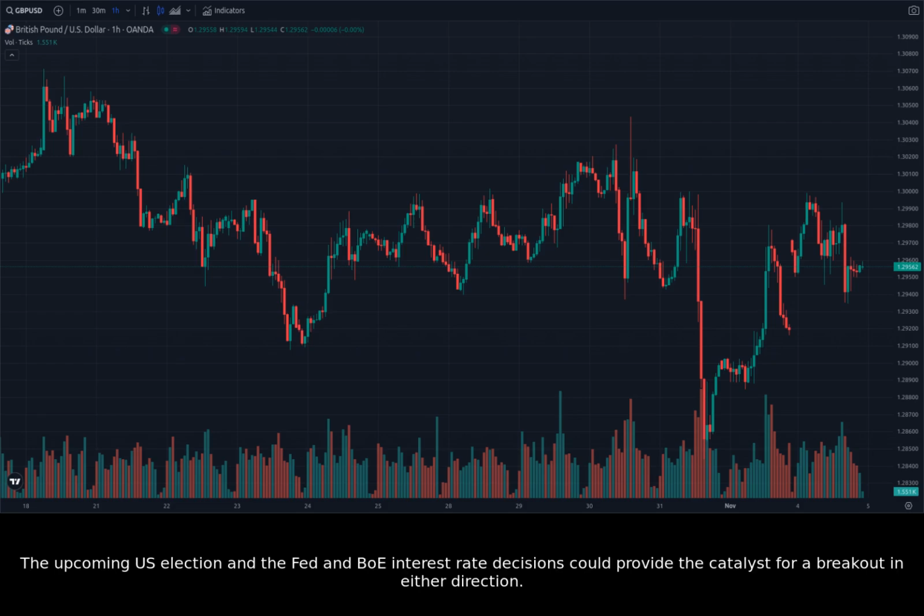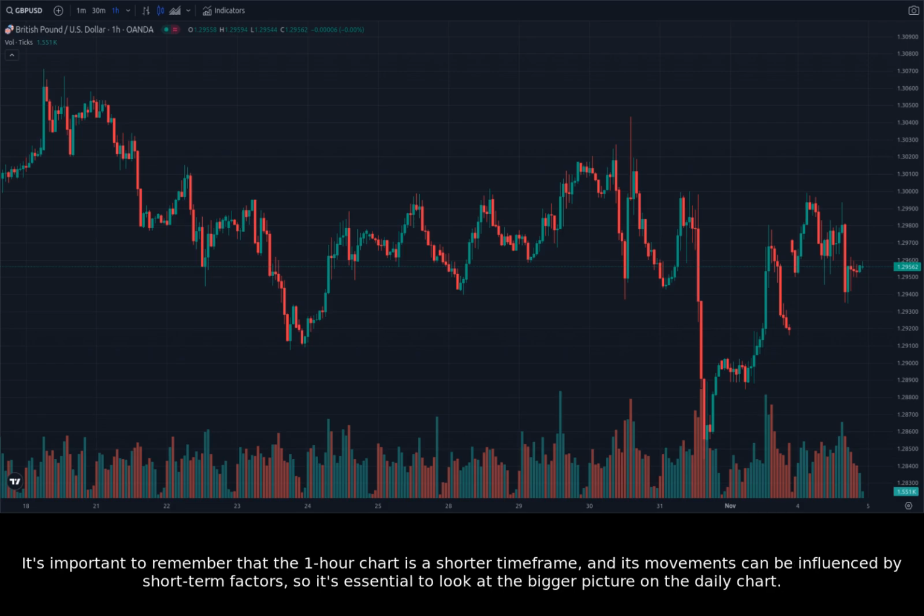The upcoming US election and the Fed and BOE interest rate decisions could provide the catalyst for a breakout in either direction. It's important to remember that the 1-hour chart is a shorter time frame, and its movements can be influenced by short-term factors, so it's essential to look at the bigger picture on the daily chart.